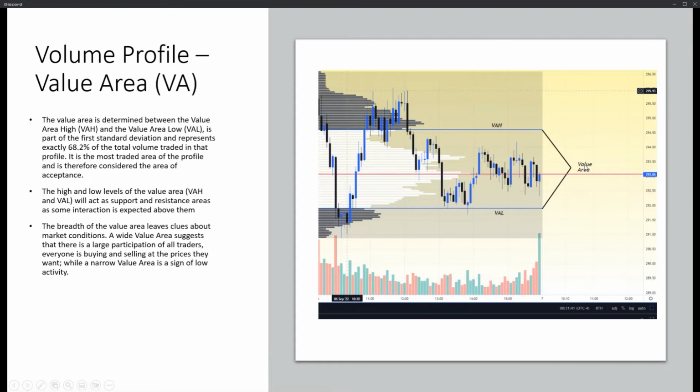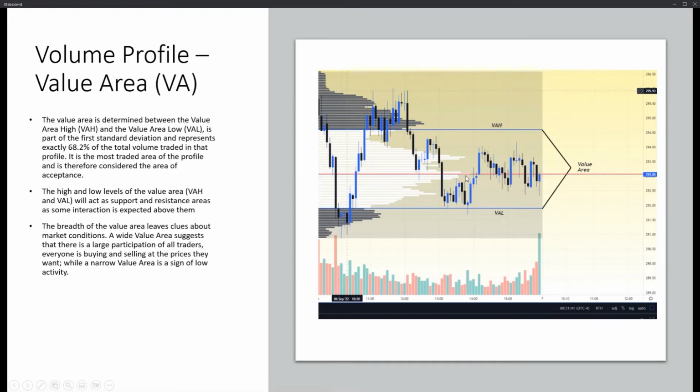What's the red line? POC. What does POC mean? Point of control. Maximum value, where the maximum volume is. No, not 50%. It's the highest volume traded for this day at that price. So the highest number of shares was traded around this price here.